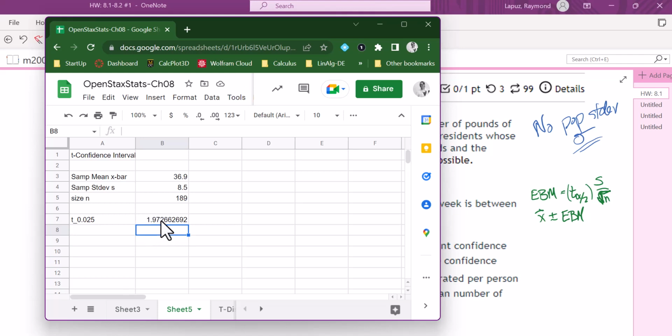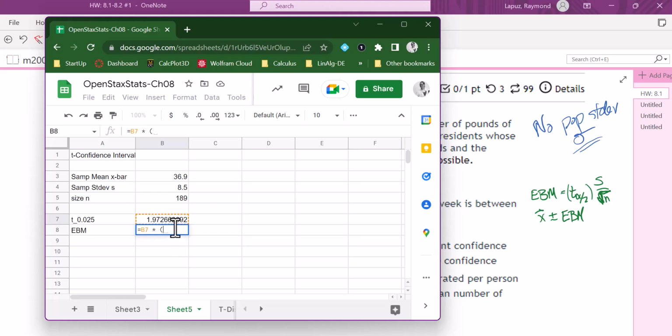And I want to go with this particular value and just access this through the spreadsheet, so I don't have to round off and create any errors by rounding off a little too soon before the final result. All right, so now our EBM, our error bound for the mean, is going to be equal to, so in the next cell I say equals, and then I will call on this first value, and I'll just click on that, and then times the times symbol.